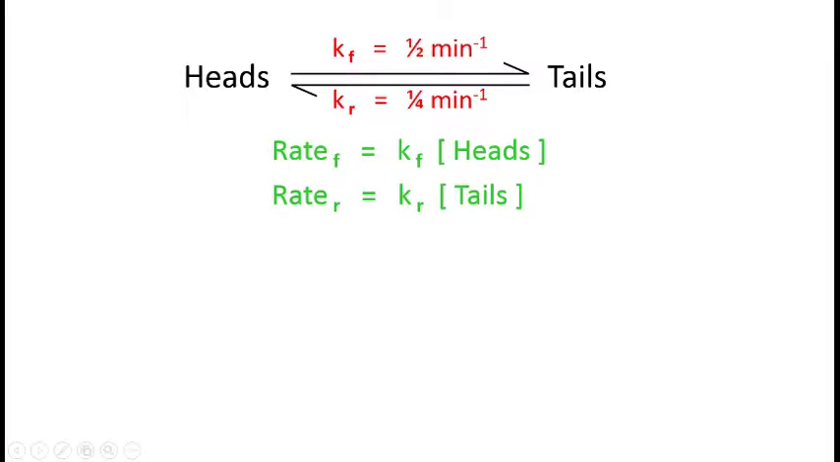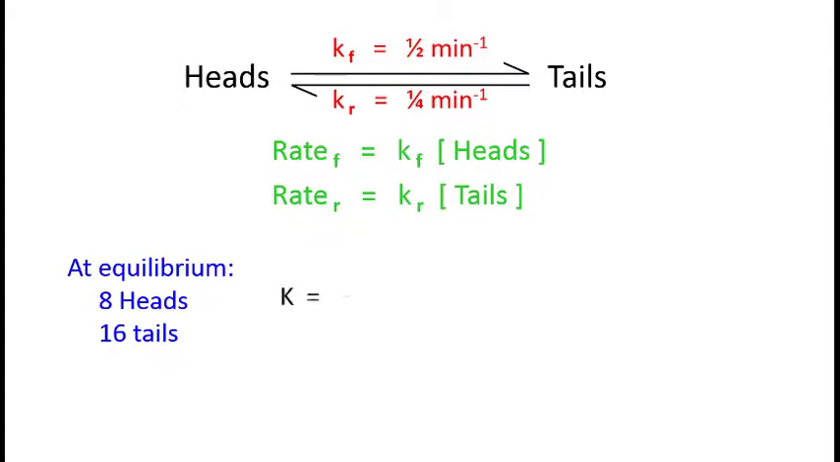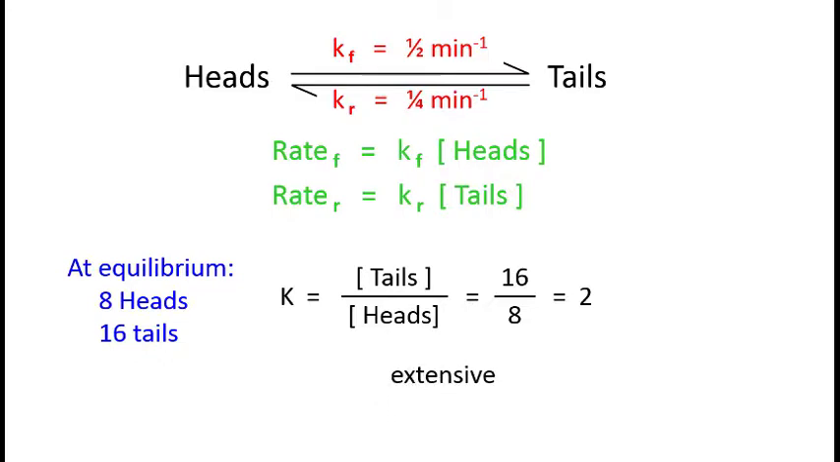The process reached what we call a dynamic equilibrium. We could have continued on, flipping 4 heads and 4 tails every minute, but the head-to-tail ratio would not have changed anymore. We see at equilibrium that there are 8 heads and 16 tails. We could compute the equilibrium constant, big K, which gives the product-to-reactant ratio at equilibrium. In this case, that would be 16 over 8, which is 2. Using the language of equilibrium, we would say that this reaction is extensive since it ends up with more product.